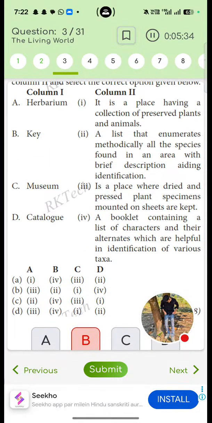Herbarium is a place where dried and preserved plant species mounted on a sheet are kept. Key is a booklet containing a list of characters and the alternates which are helpful in identification of various taxa. Museum is a place having a collection of preserved animals and plants. And a catalog is a list enumerating methodically all the species found in an area with brief description aiding identification.